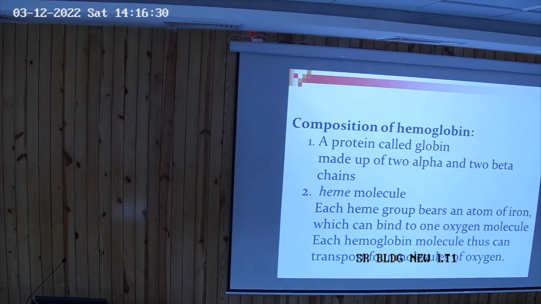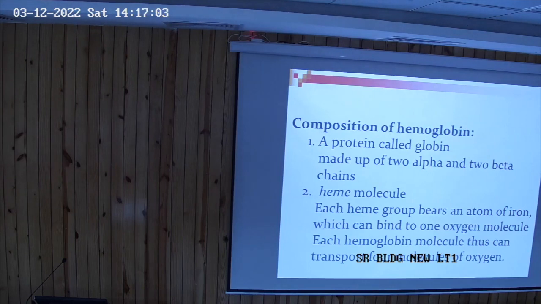The only variation comes in the beta, gamma, delta chain, but their number of amino acids generally remains the same, that is 146. On the basis of the changes seen in the different globin or protein chains, the different types of hemoglobin are seen. That is the adult hemoglobin A1, glycated hemoglobin, fetal hemoglobin. These are the different types of hemoglobin.